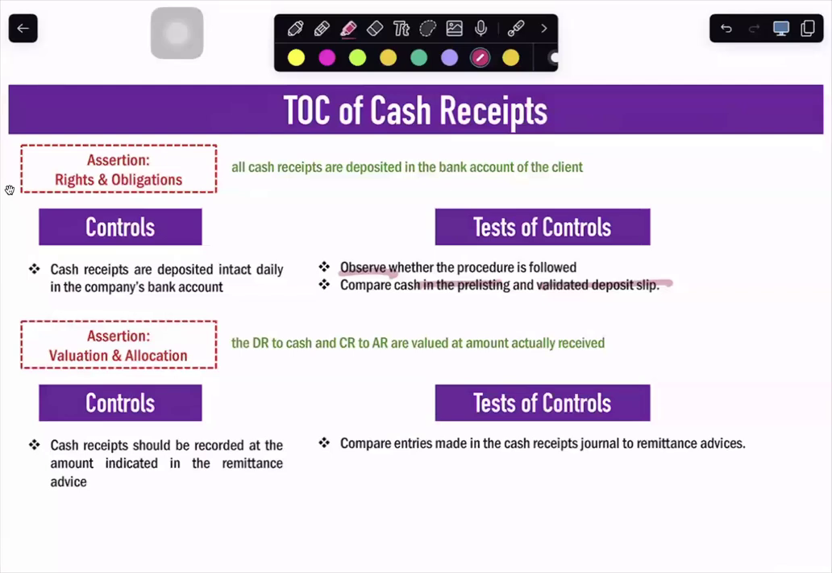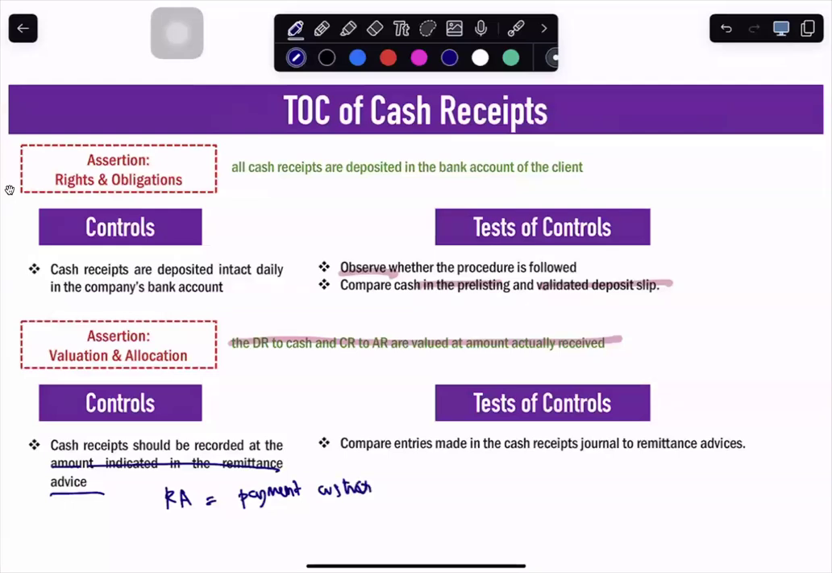Next assertion, valuation and allocation. So, the debit to cash and the credit to AR are valued at amount actually received. So, whatever is received must be equal to the amount you remove on the subsidiary ledger or the general ledger on your AR. So what are the controls in place? The cash receipts should be recorded at the amount indicated in the remittance advice. If you still remember, the remittance advice is the amount of payment made by the customer. So whatever is the payment made by the customer, that must be your debit to cash. So if the remittance advice is 1,000, then the cash should be 1,000 and a credit to AR for 1,000.